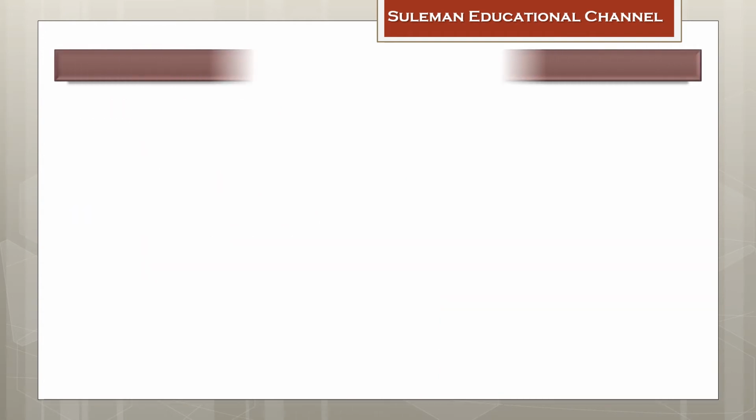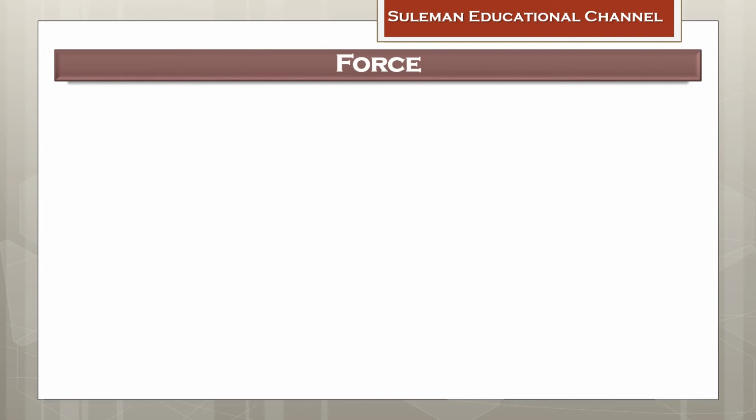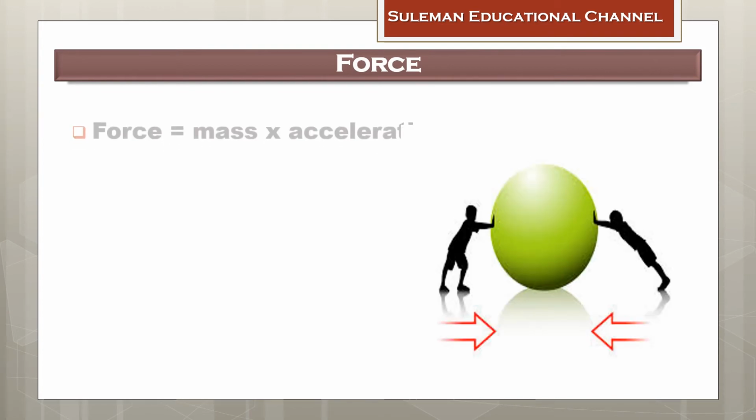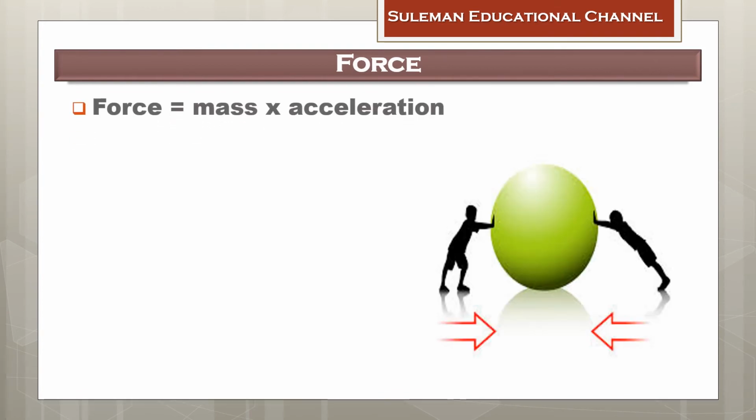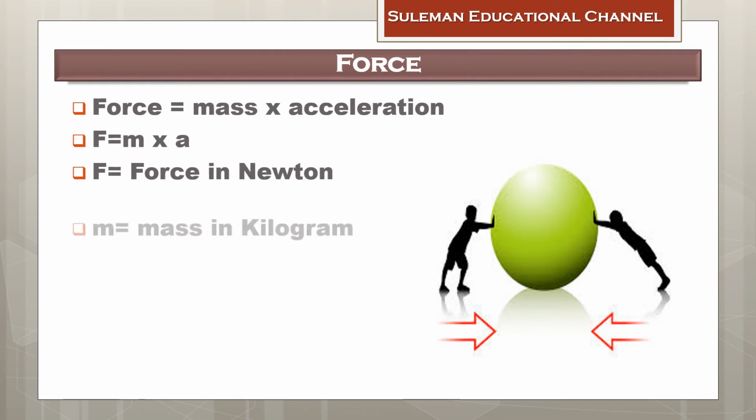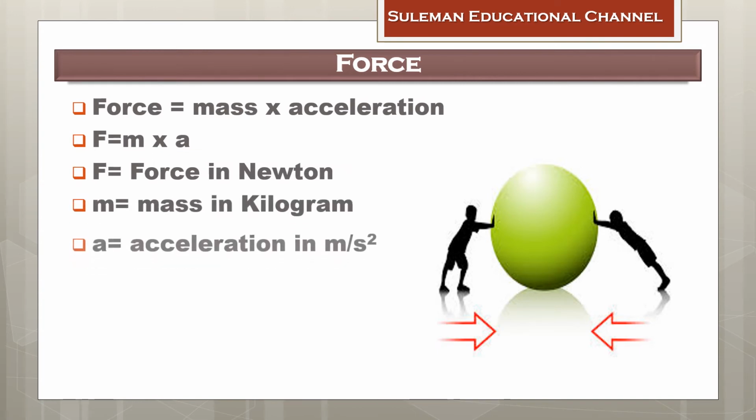Now we will talk about the formula for force. The formula for force is equal to mass into acceleration. The formula can be written as F is equal to m into a, where F is the force in Newton, m is the mass in kilogram, and a is the acceleration in meter per second square.